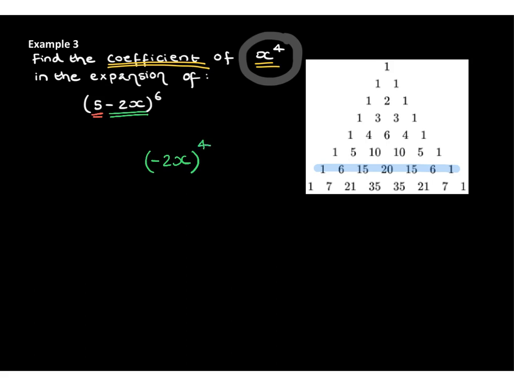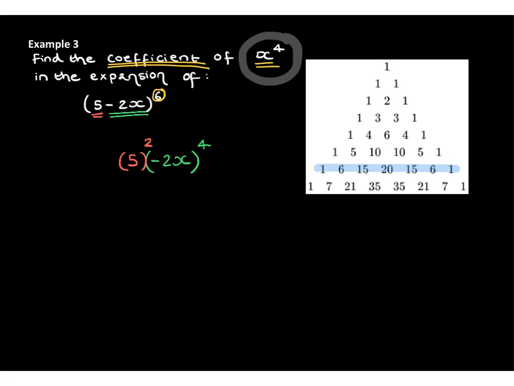Now, think about the rules. When you're doing your expansion, the other part of the expansion has got to have an index which adds up to give you the overall index, which is 6. So if negative 2x is being raised to the power of 4, that means that 5, which is the other part of the expansion, has got to be raised to the power of 2, so that the 2 and 4 add up to the overall power of the binomial expansion, which is 6.